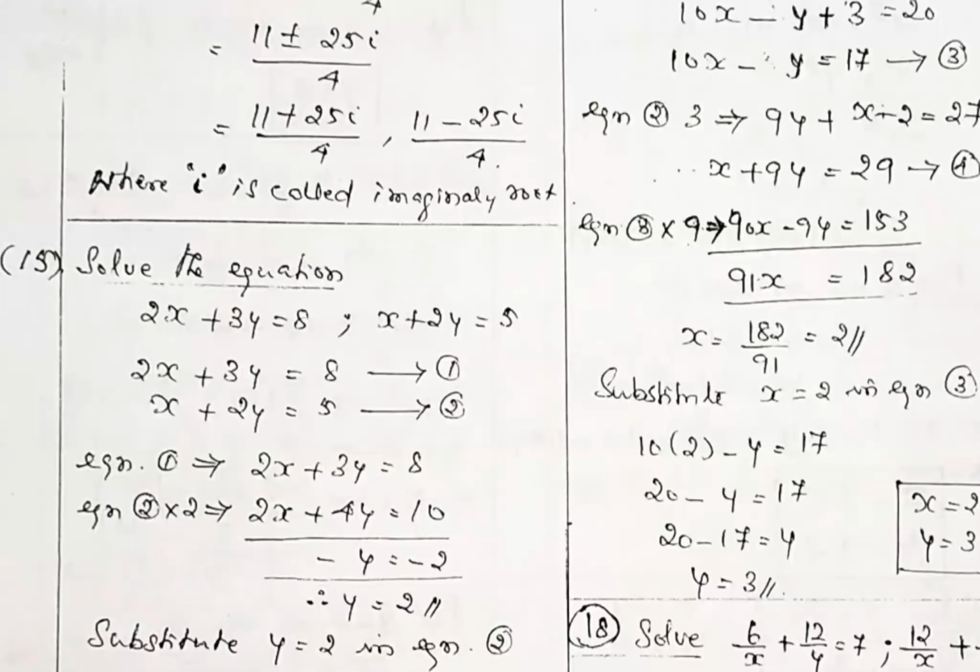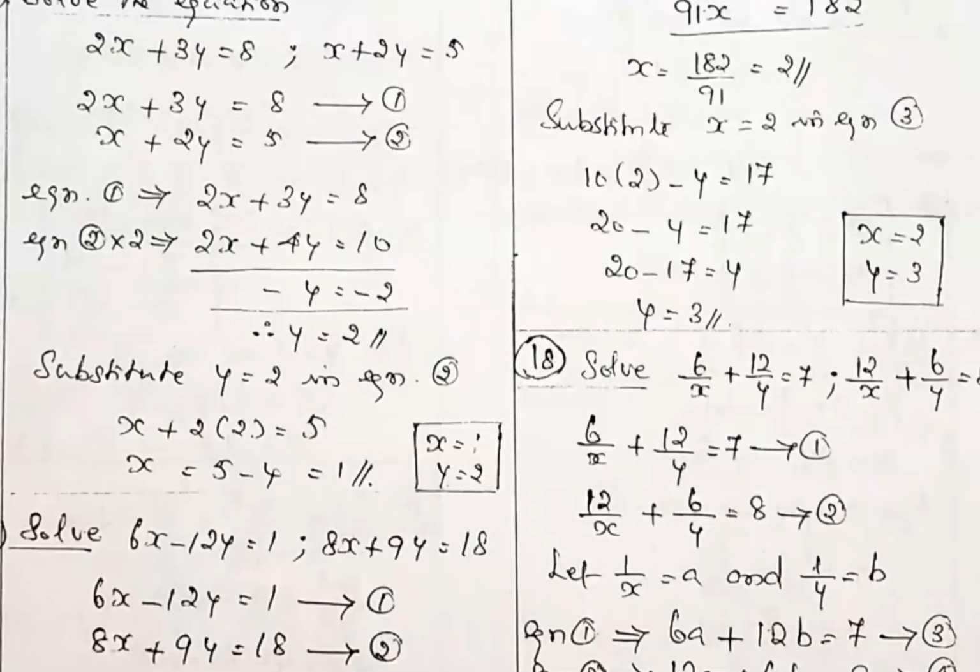Substitute y is equal to 2 in any one equation. I am putting it in equation number 2, and after simplification, we are getting x is equal to 1. So finally, x value 1, y value 2. So easy. We make the equation coefficients the same. Similarly, next.